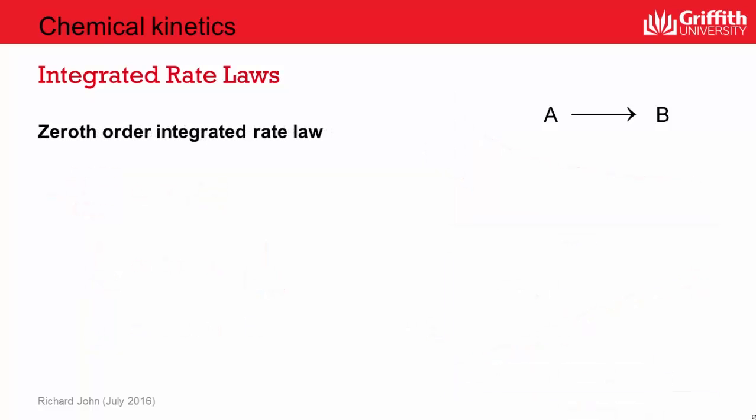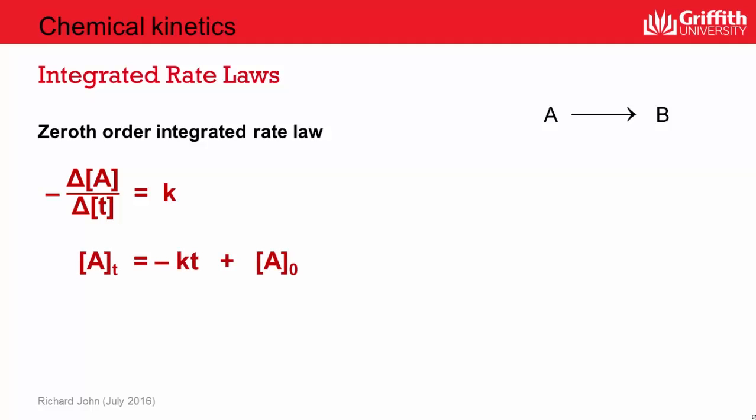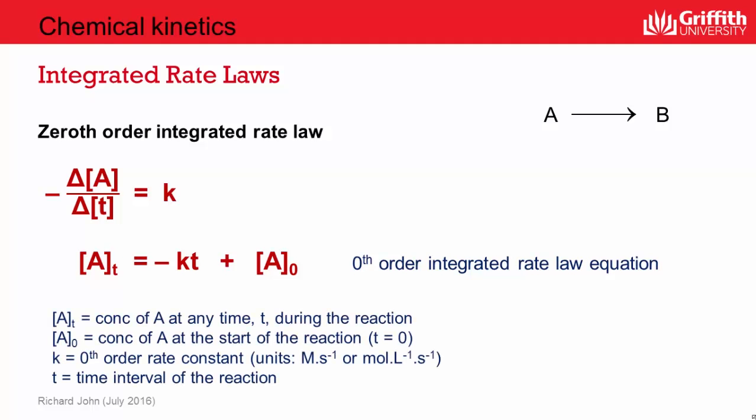For a zero order reaction, the rate of reaction is constant, so the right hand side of this equation simply becomes the rate constant k, and again we can rearrange this equation and do a little calculus involving integration to achieve this relationship here, which is known as the zeroth order integrated rate law equation. The terms in this equation have the same meaning as previously, except again that the rate constant in this particular example is the zero order rate constant, which has units of molarity per second or moles per litre per second.